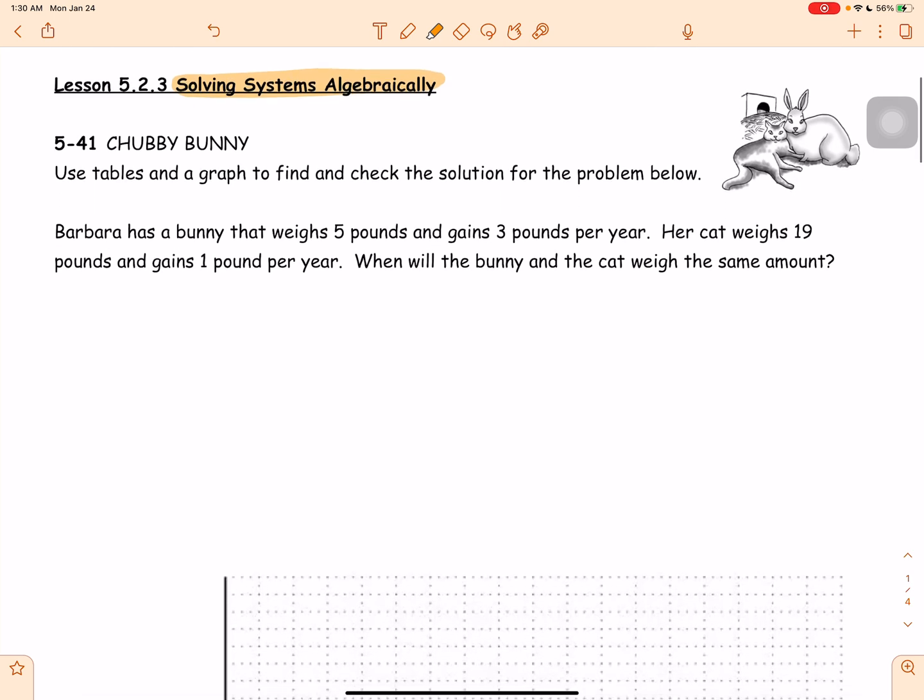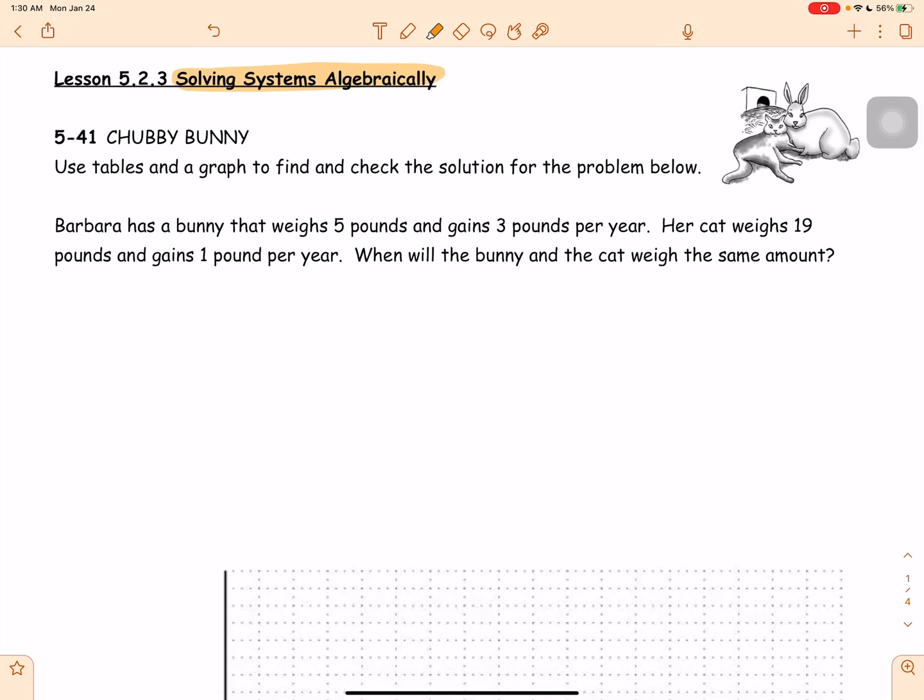So here's our problem. Use tables in a graph to find and check the solution for the problem below. Barbara has a bunny that weighs 5 pounds and gains 3 pounds per year. Her cat weighs 19 pounds and gains 1 pound per year. When will the bunny and the cat weigh the same amount?